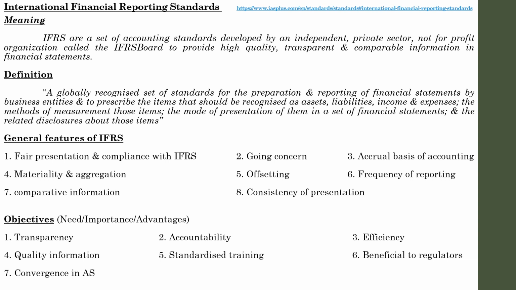Next one, convergence in accounting standards. Convergence, in a simple sense, means adoption. IFRS brings about convergence of the national accounting standards of each country and the international accounting standards and IFRS. Because in order to achieve the objective of a unified, globally accepted standard, there should be convergence, and IFRS helps in convergence of accounting standards, not only the standards of various countries but also bringing together the international accounting standards and IFRS along with the various standards of the country.